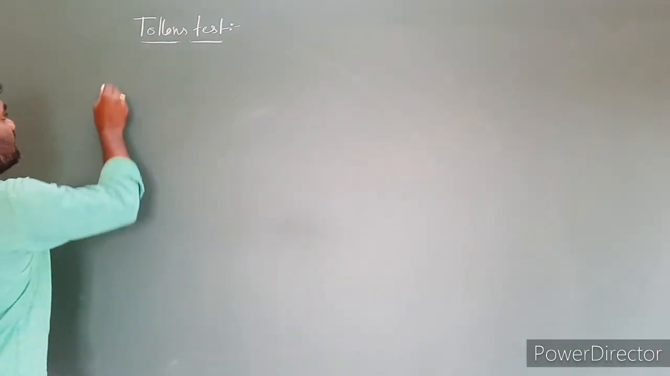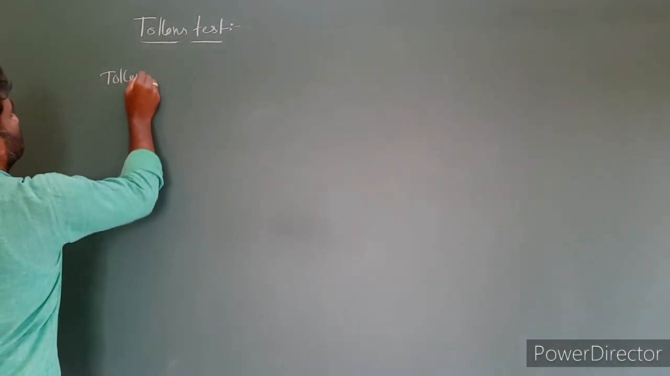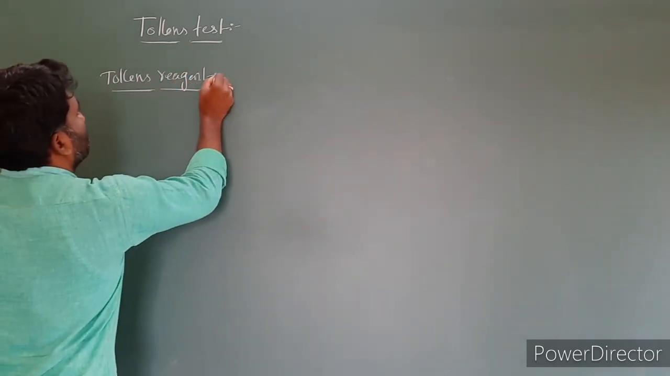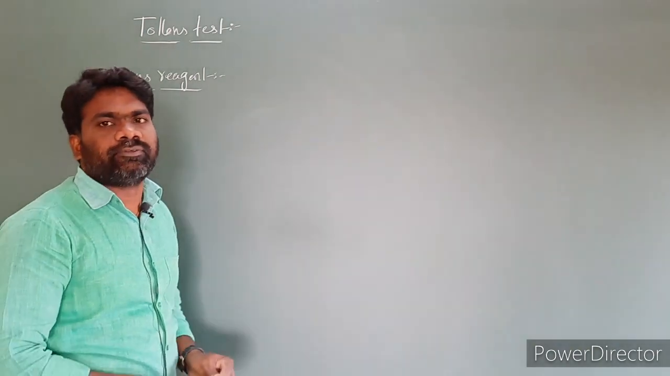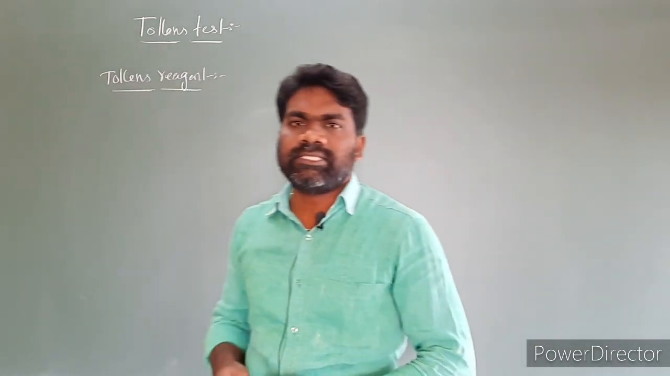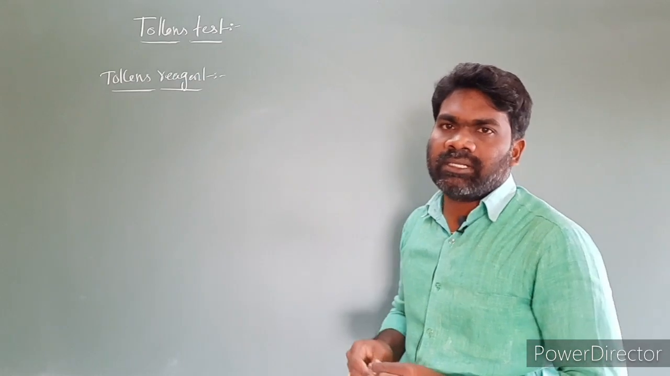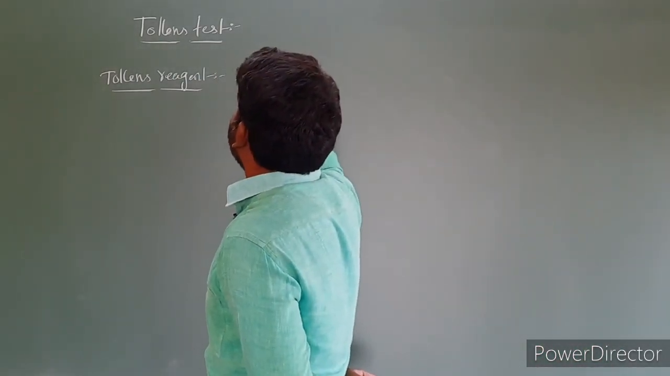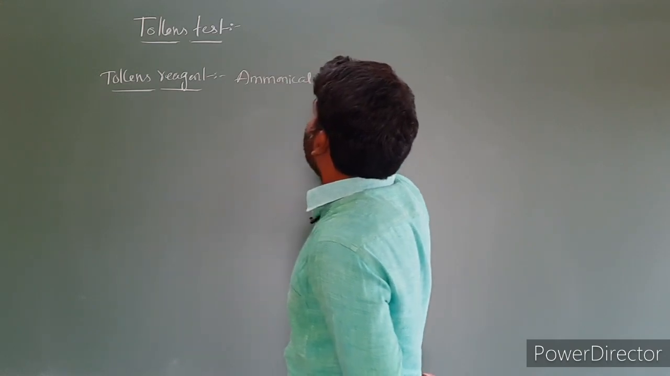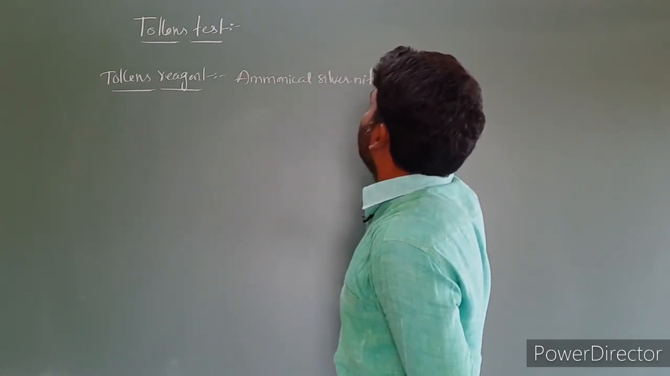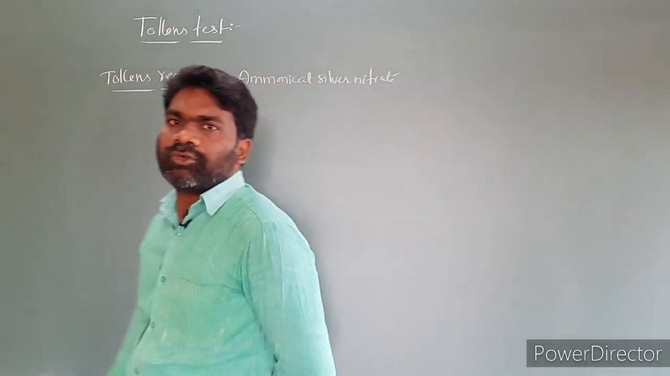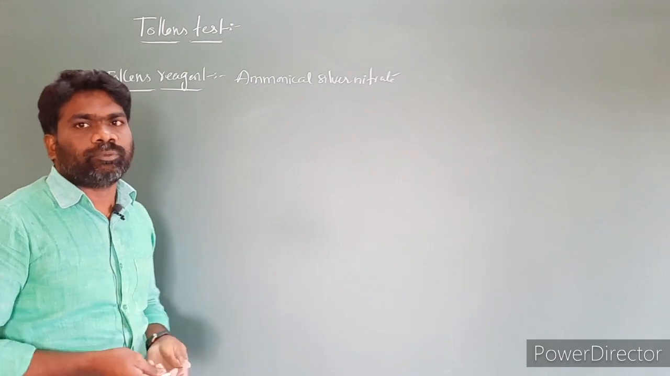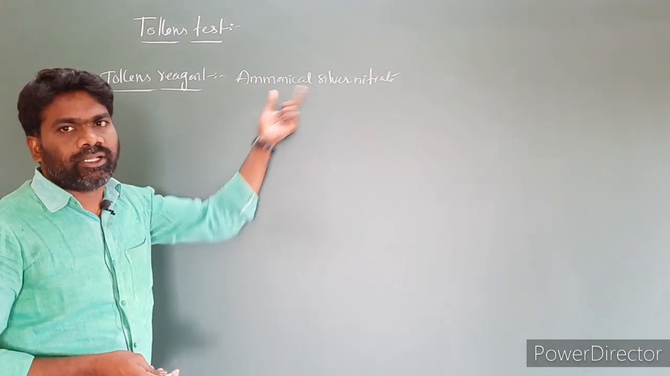Then what is the Tollens reagent? Freshly prepared ammoniacal silver nitrate solution is called Tollens reagent. So ammoniacal silver nitrate is the Tollens reagent. How to prepare it? While performing the Tollens test, we have to prepare the Tollens reagent freshly.